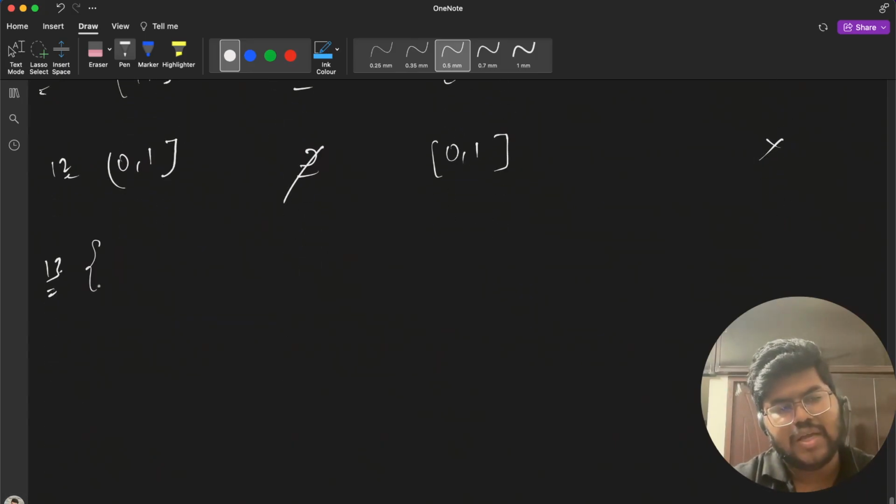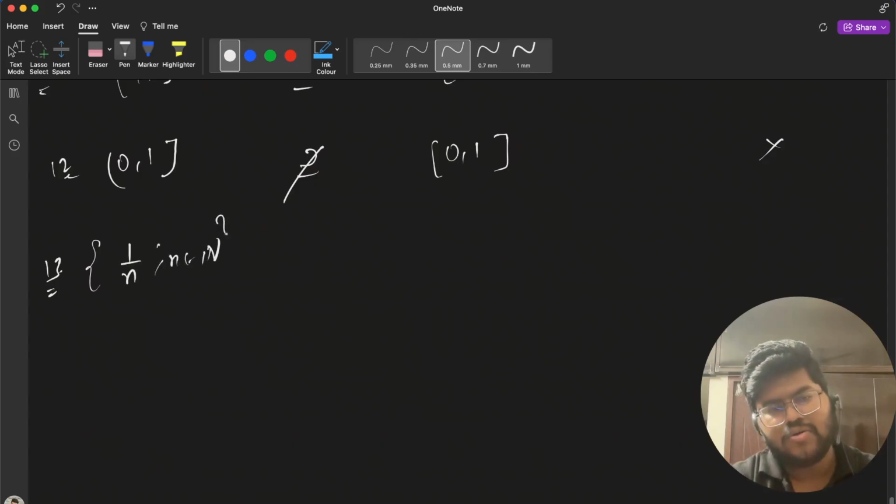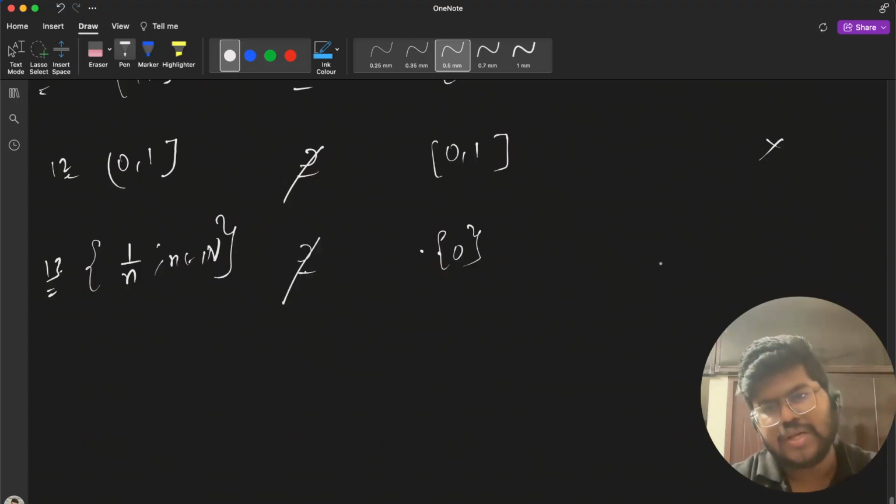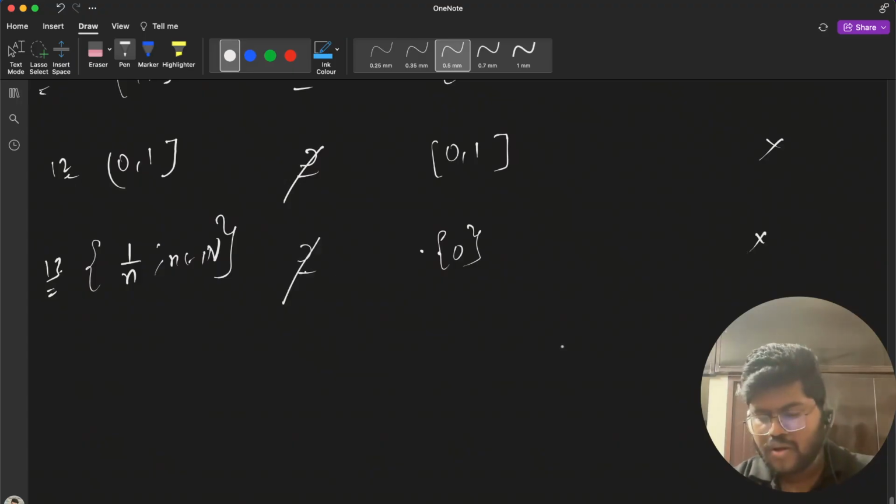Now I will write the set {1/n : n belongs to N}. So this has a limit point. The set of limit points is only the singleton {0}, which is not a subset of the set, so it is not a closed set, right?